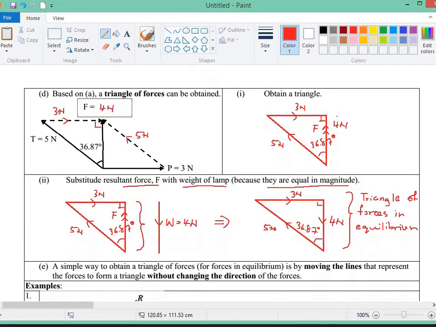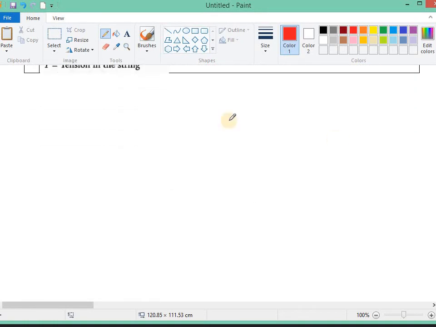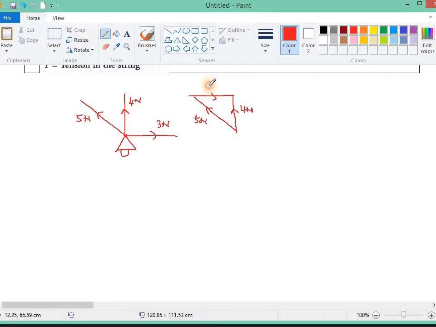Okay, I give you another example. Let's say, same thing, a length. We have one force here, 5 Newton, another force here, 3 Newton, and another force here, pulling upwards, 4 Newton. These three are all actual forces, acting on the length. So, the triangle of these three forces will look like this. This one 5 Newton, this one 4 Newton, this one is 3 Newton.